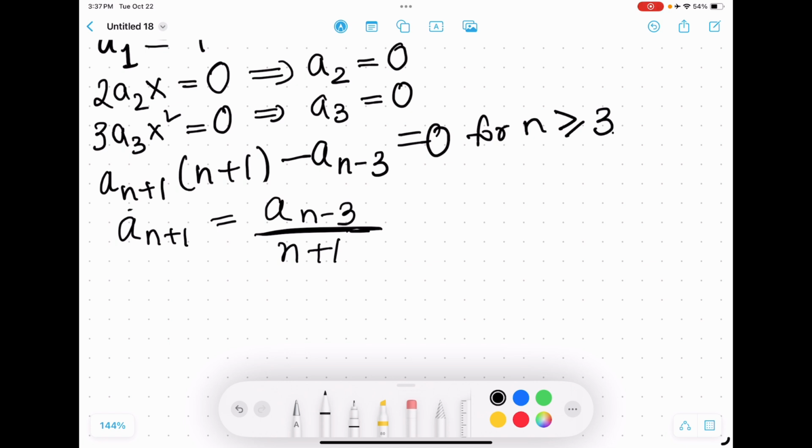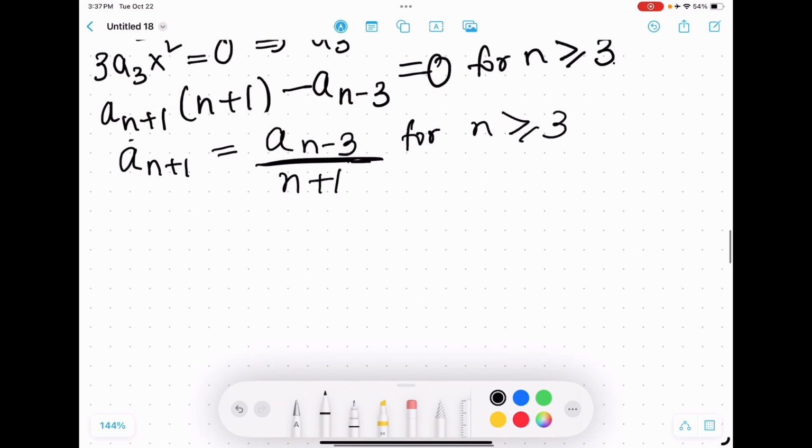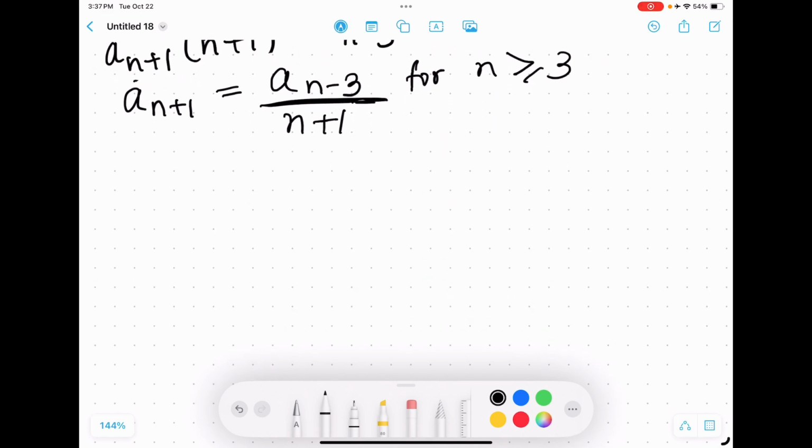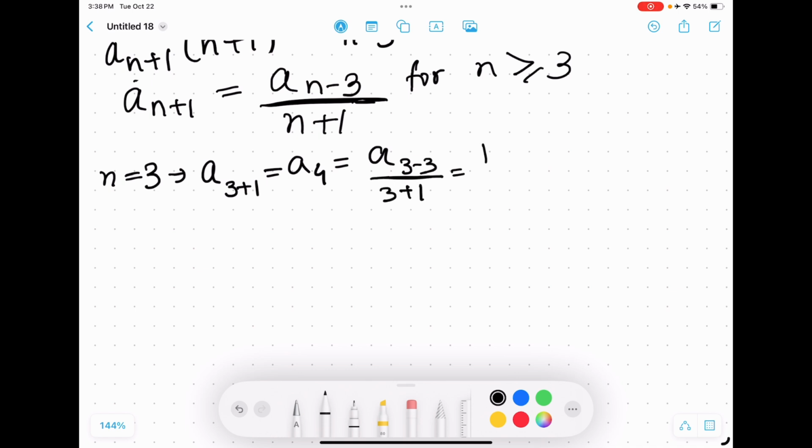So n is greater than or equal to 3. Okay, so let's now generate some terms. When n is equal to 3, then I have a sub 3 plus 1, which gives us a sub 4, which is a sub 3 minus 3 divided by 3 plus 1. So I have 1 by 4, a sub 0. Now, I don't know what my a sub 0 is, so I'm going to deal with that later. Let's just keep this in our head for 1 second and continue with the terms.